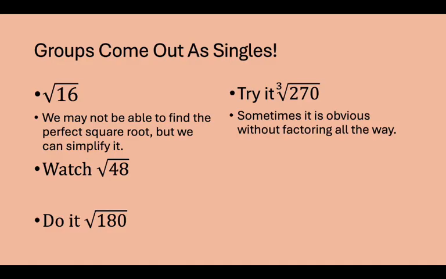All right. Sometimes it's obvious without factoring. I want you to watch this. I have 300 right here. And if you wanted to, since it's a perfect square root already, you wouldn't have to do your factor tree. You could just do it like this and say, oh, that's 10. And what's left over on the inside?